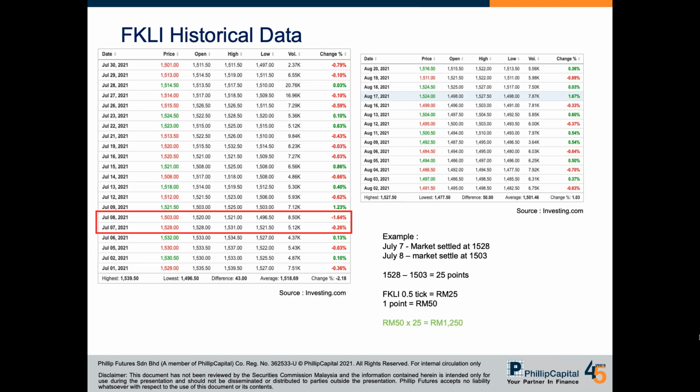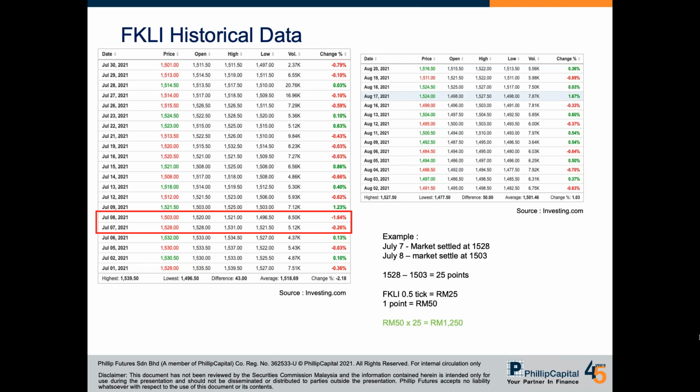So every FKLI is 0.5 tick and 25 ringgit, which means that 1 point is 50 ringgit. So if you hold your position short, you will earn about 1,250 ringgit. So in the futures market, no matter whether the market is in an uptrend or a downtrend, you can also make a profit.